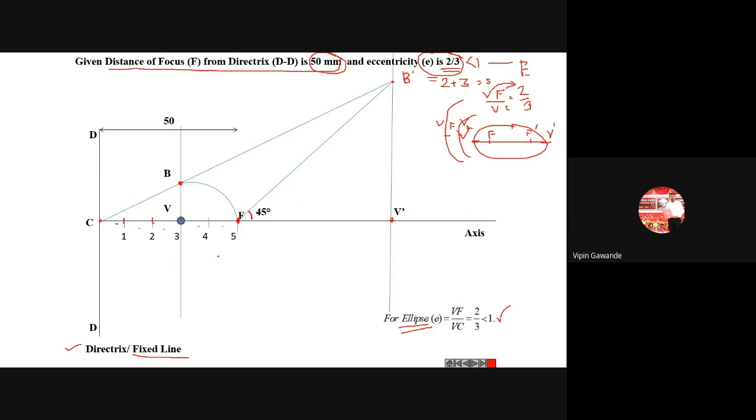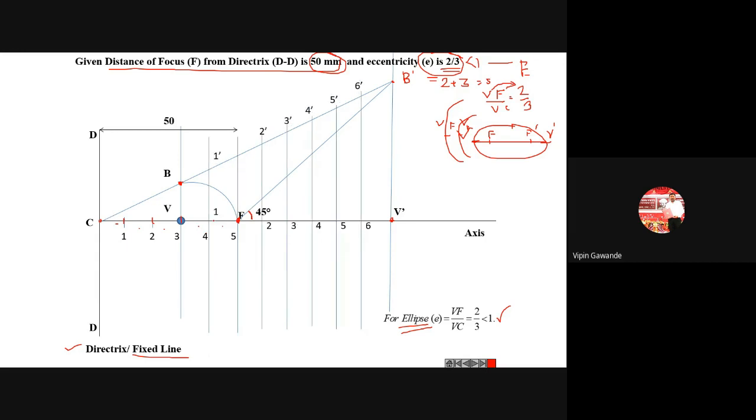Now what do you have to do? Take any distance in the compass, a small distance. Now from V, cut the V and V dash line. You don't have to measure the distance. Take any distance in the compass, and from V dash you mark 1, 2, 3, 4, 5, 6, suppose like this. So you mark the intersections on the V and V dash line.